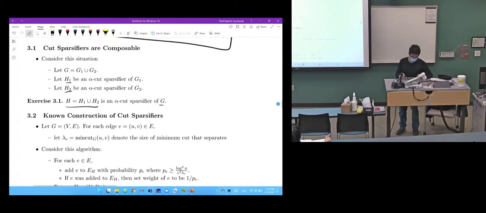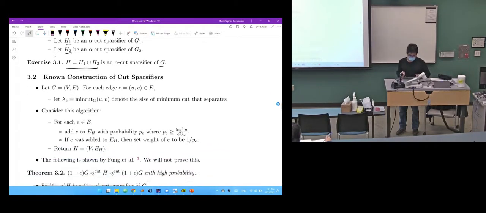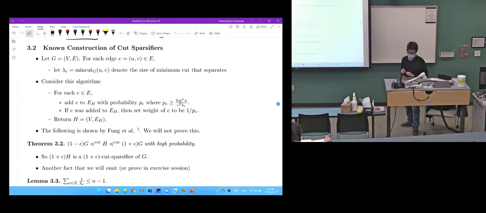So it's composable. And now I want to tell you about at least a known way to compute a cut sparsifier. It's simple to describe, but it's not clear how to do it fast. And then we will see that with this approach it is very clear how to do it fast in an expander. So the known approach is this.